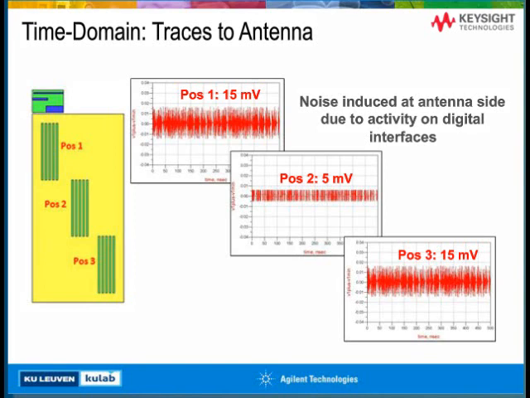Now what we see here is that for position 1 and position 3 we end up with about the same level of noise, around 15 millivolts, while at position 2, where we had the least coupling, we see a noise level of only 5 millivolts, which is in agreement with what we saw in the S parameters.